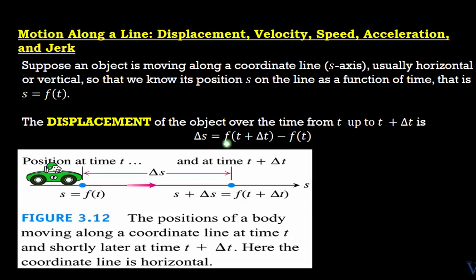The displacement is just how much distance it has traveled, basically. So f of t plus delta t minus f of t. Say this is its position at t plus delta t, so there's your f of t plus delta t, and this is your position s, which is also defined as f of t. So what is the displacement? It's just the change in position. So it's delta s, which, as you can see, is just the change in position. All right?